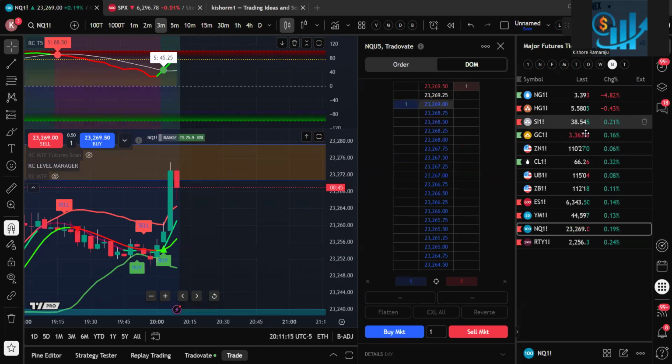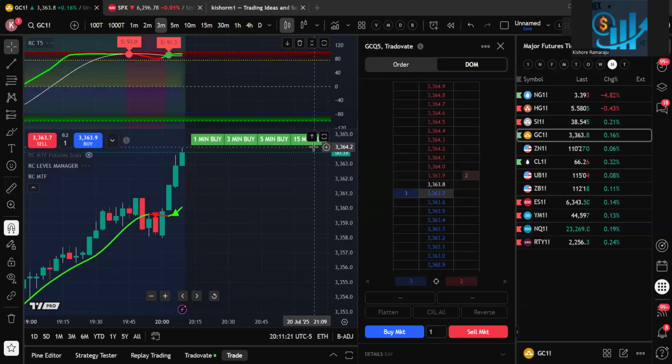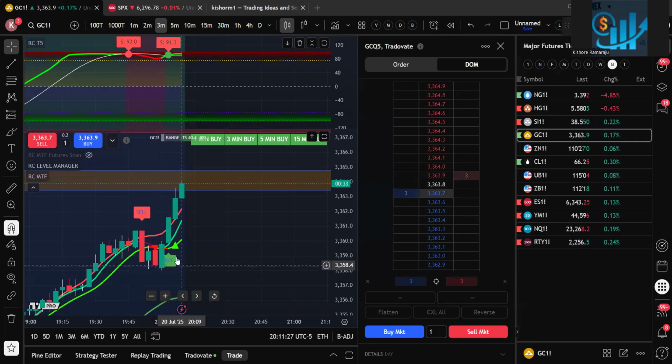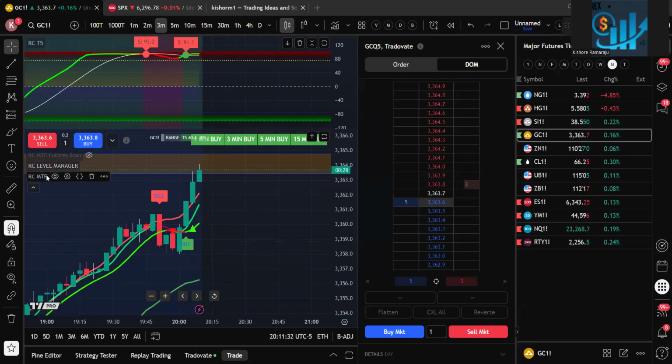Like that, for example, if you go to GC, it is also bullish in all time frames. That means generally you have to avoid the sell signals and mainly look at the buy signals, buy opportunities. So the MTF indicator was only giving the indication for that particular ticker whichever we select.